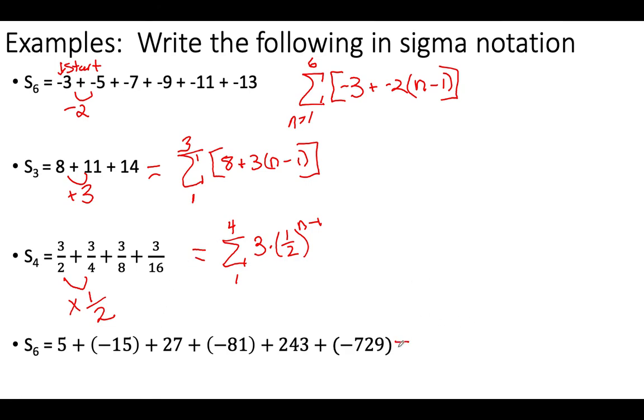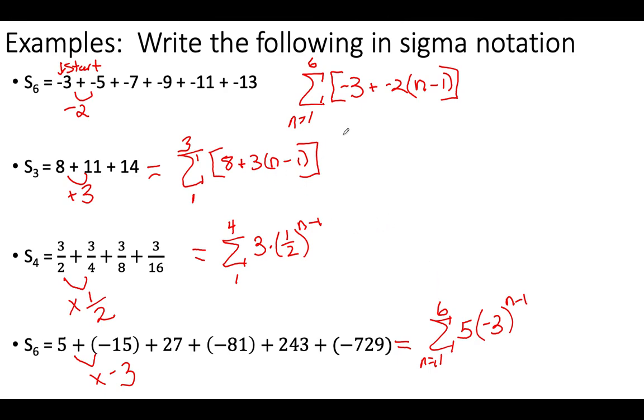And our last one, I start at 5, and it looks like I'm multiplying by -3. And so I start at 1, I go to 6, and my initial term is 5. I'm multiplying by -3 to the n minus 1.